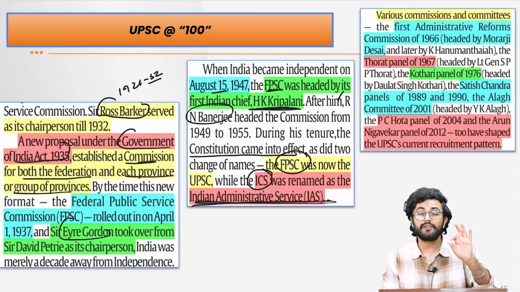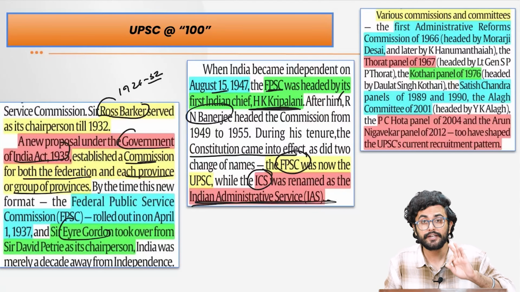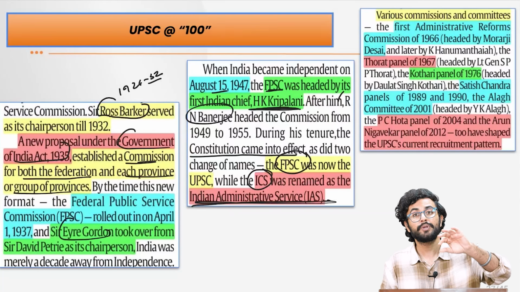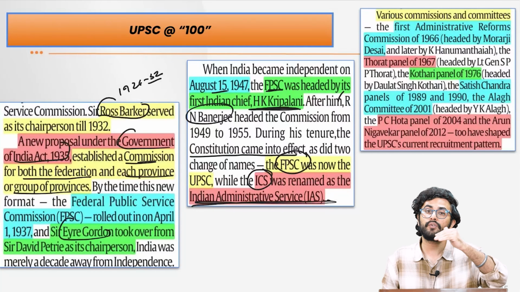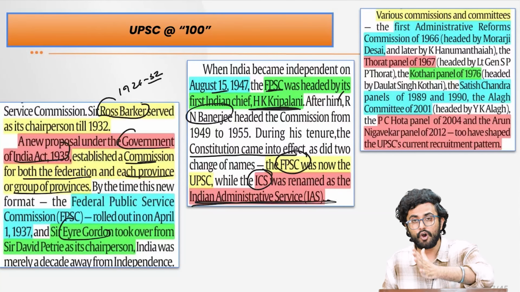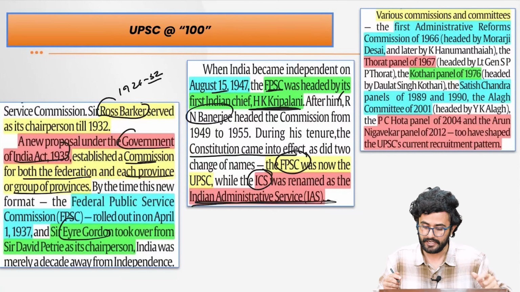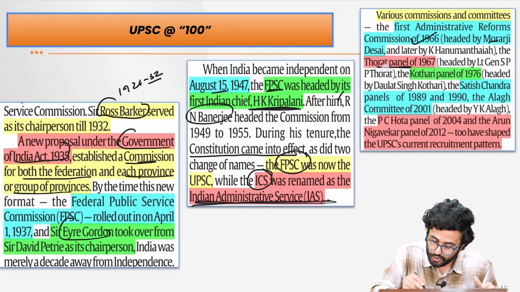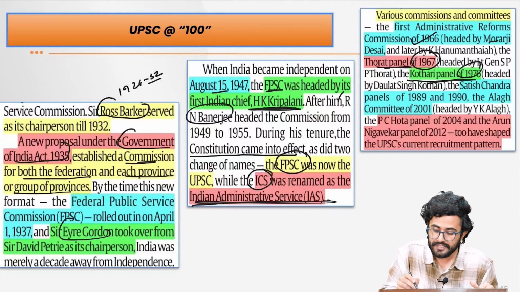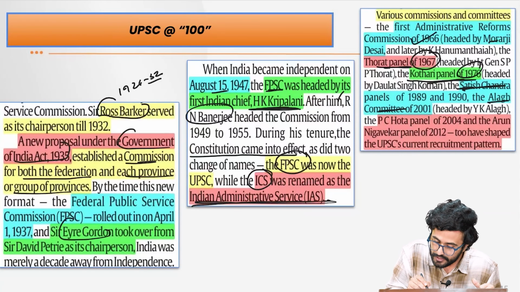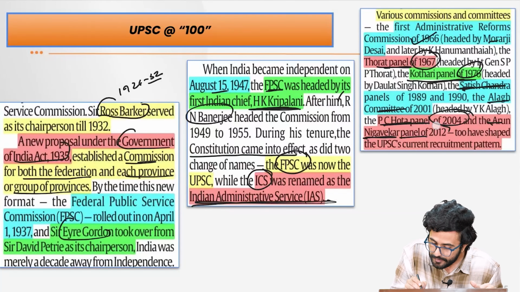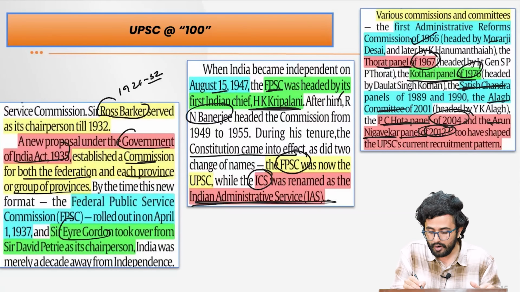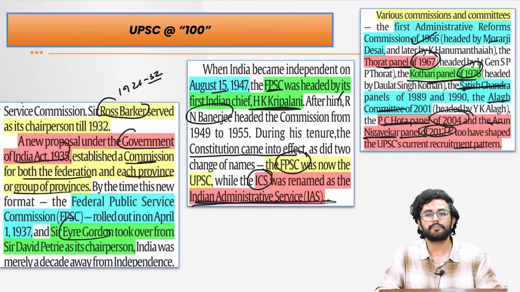Since then, various commissions and committees have been created to bring reforms in UPSC. UPSC can give their names and ask which of the following committees was created for reforms in UPSC. Keep their names in mind. First, the Administrative Reforms Commission by Morarji Desai. Then the Thorat panel 1967, the Kothari panel of 1976, Satish Chandra panel, Alagh committee, P.C. Hota panel of 2004 and Nigavekar panel of 2012. All of them have shaped UPSC's current recruitment pattern.